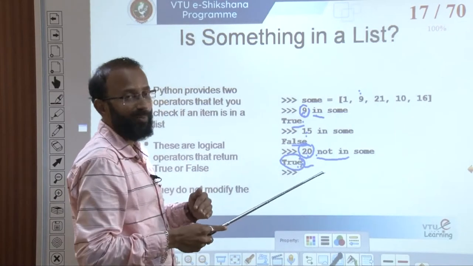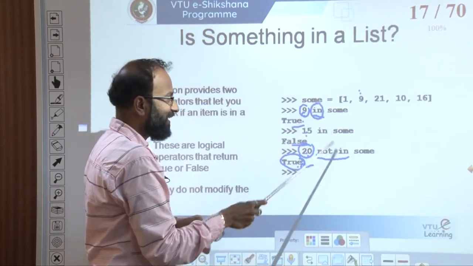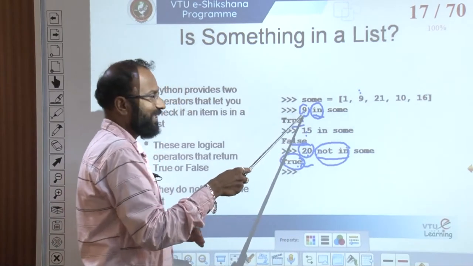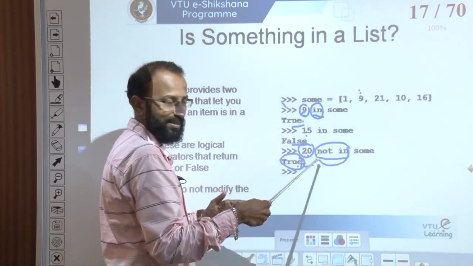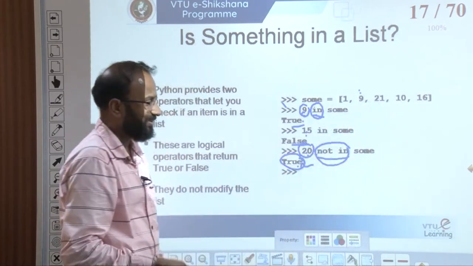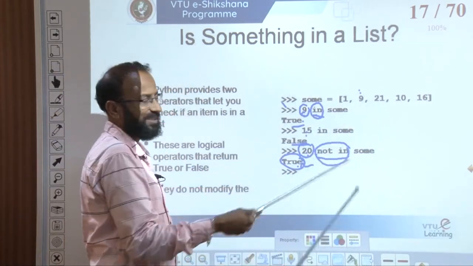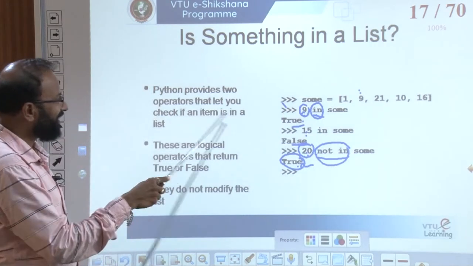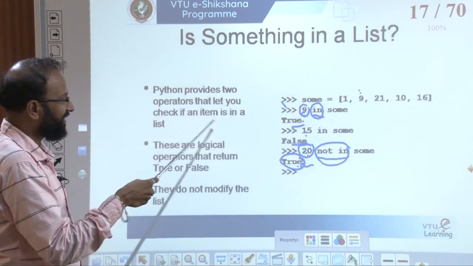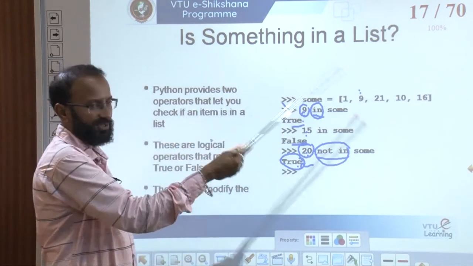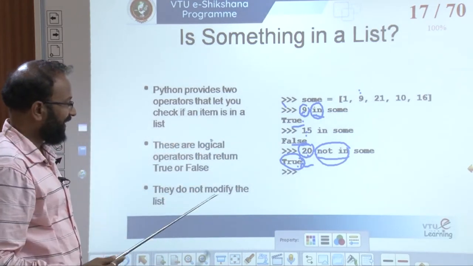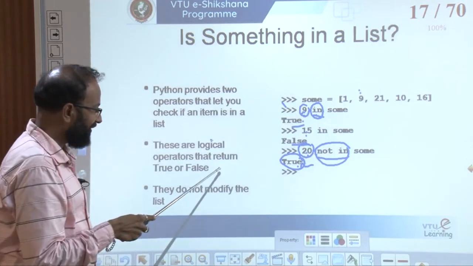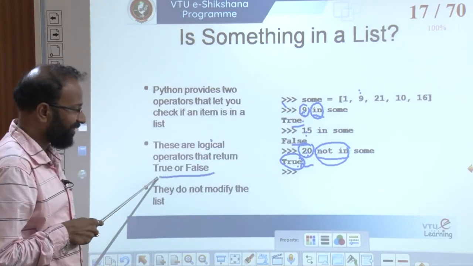So, two operators, in and not in. What are they trying to tell us? Whether this element is inside the list or this element is not inside that list. Based on whether it exists or doesn't exist, we get true or false. Python has two operators that help us check whether an item exists or doesn't exist: one is in, the second is not in. The output is always a boolean, either true or false.